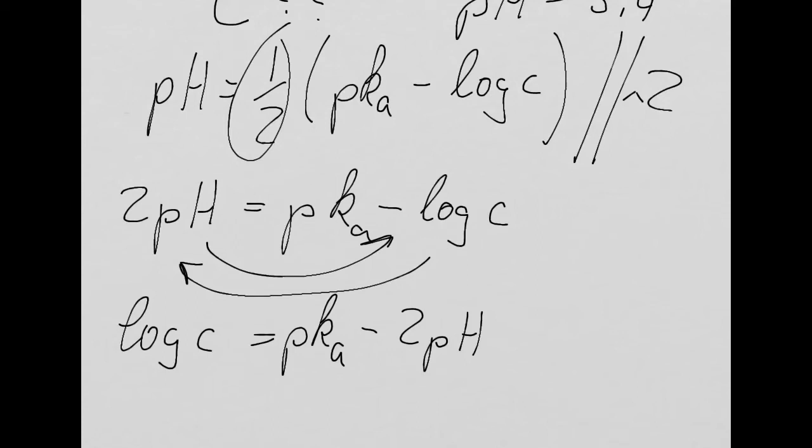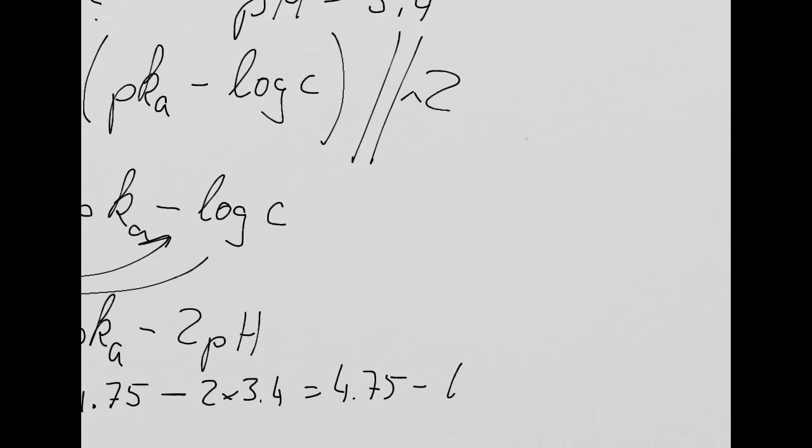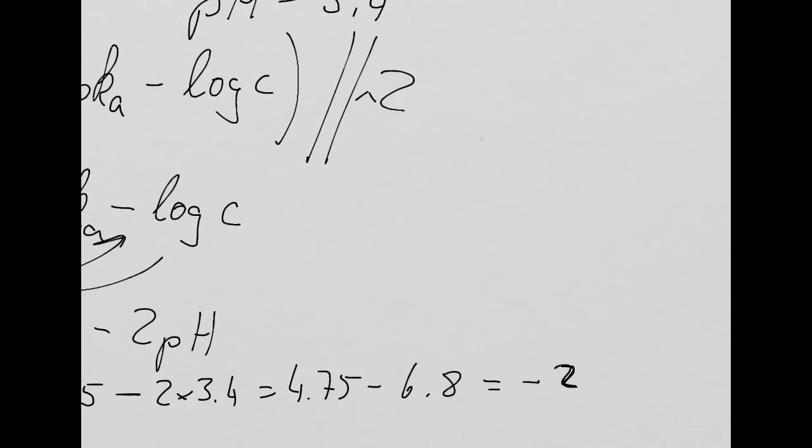So our pKa was 4.75. Minus the 2 times 3.4. So we have 4.75 minus 6.8. And that's roughly minus 2. Is that right? 4.8 minus 6.8, minus 2, negative 2. So I know that my log C equals minus 2.